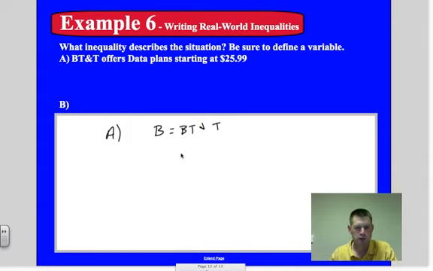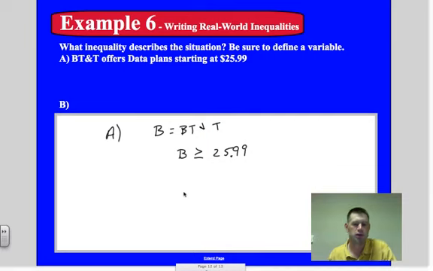Okay, so we say B, if it starts at $25.99, what's that mean? Well, it means that you're going to be paying $25.99 at minimum. So that means you're going to be paying like 30 bucks, maybe 40 bucks. So that means our data plan will be greater than this, or possibly if we pick this plan, we're going to pay $25.99. So B is greater than or equal to $25.99.